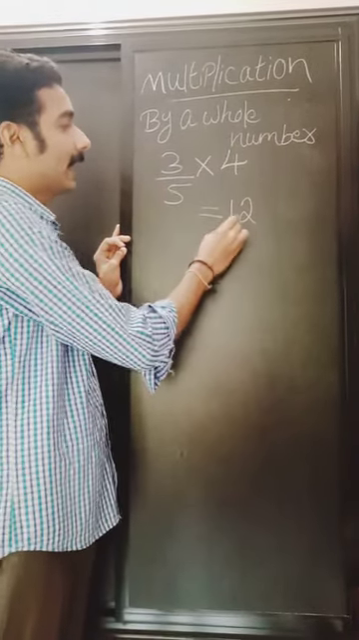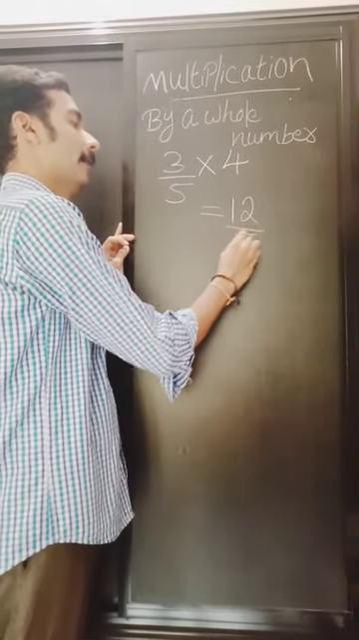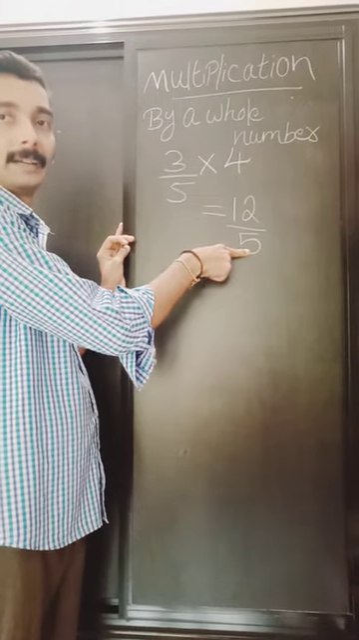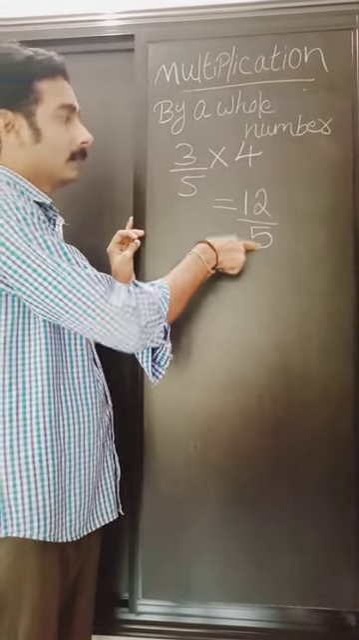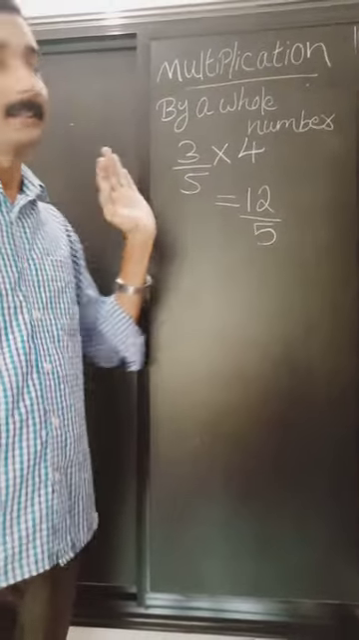12 divided by 5. Clear? Okay. 12 divided by 5 is the result.